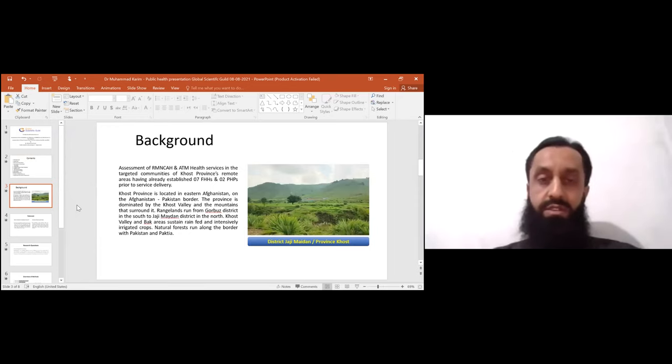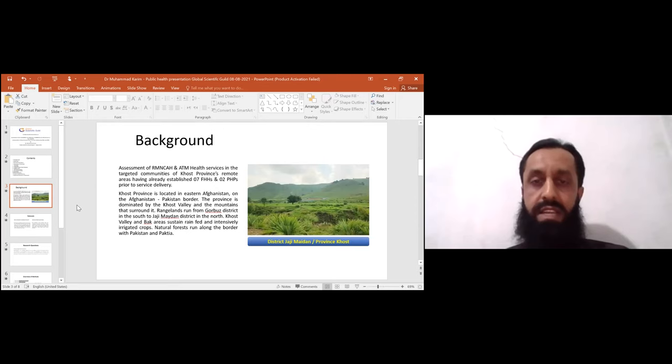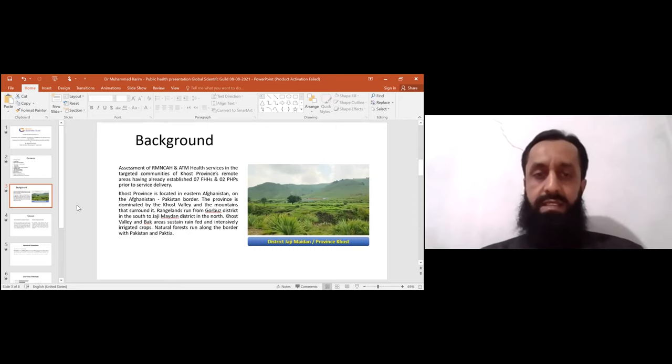The background of this study, which is qualitative, is the assessment of RMNCH and ATM health services in the targeted communities of the province, remote rural areas which are white according to the health survey, having already established 7 FHHs, or family health houses, and 2 private health providers or clinics prior to service delivery points. Some brief about the province, which is located near the Pakistan-Afghanistan border.